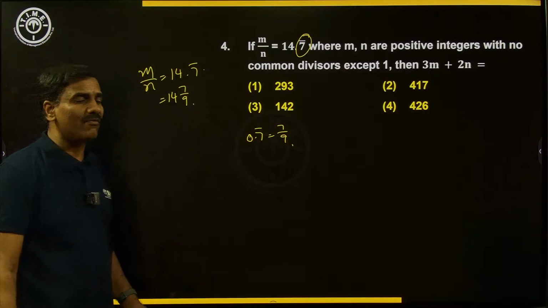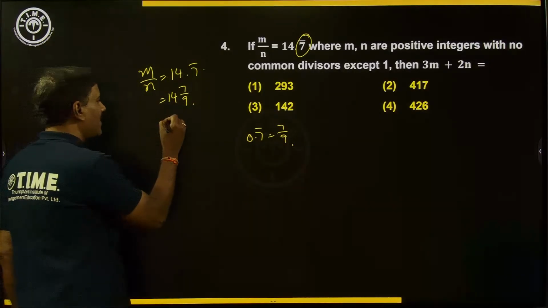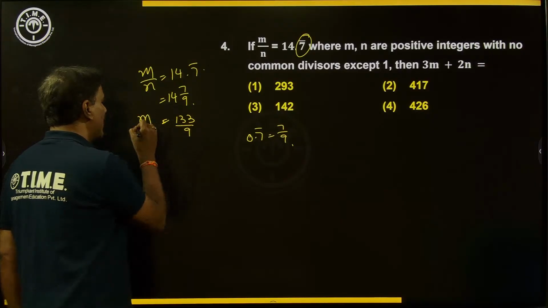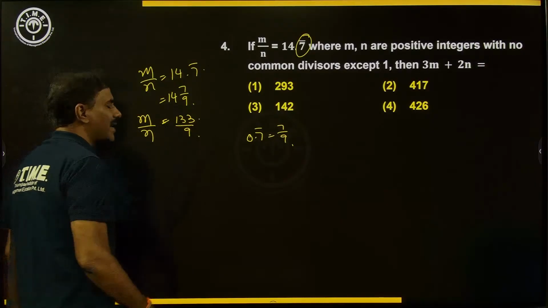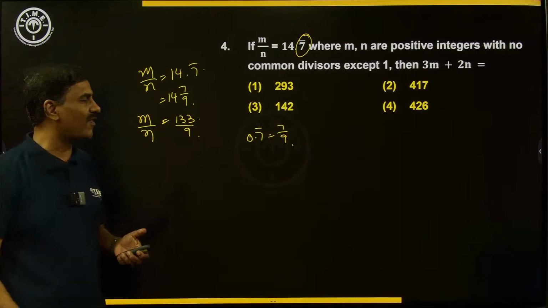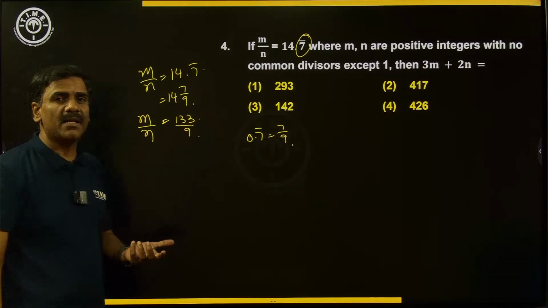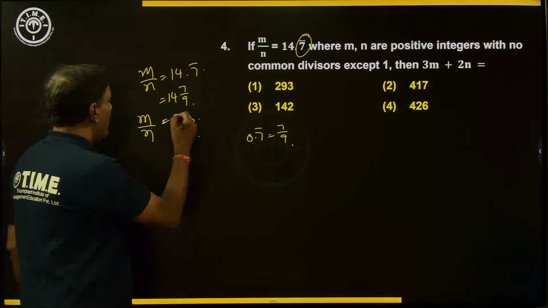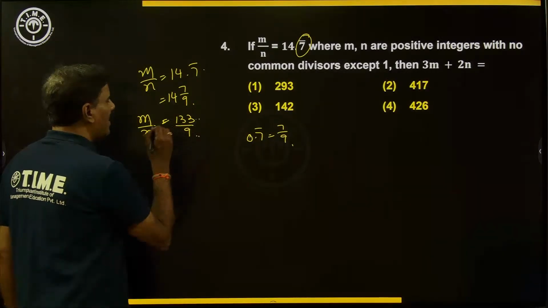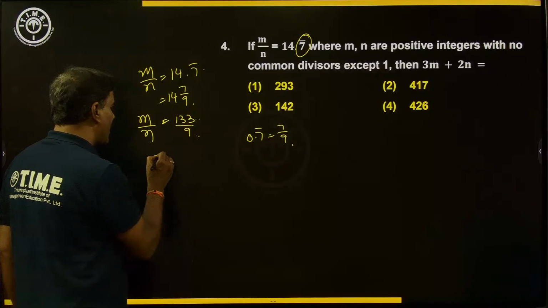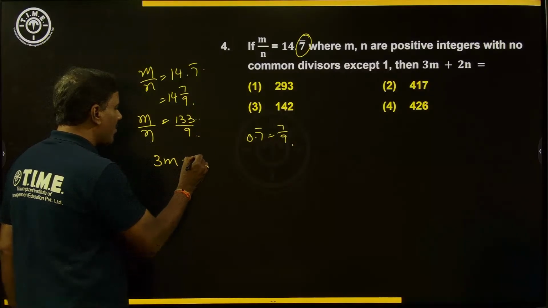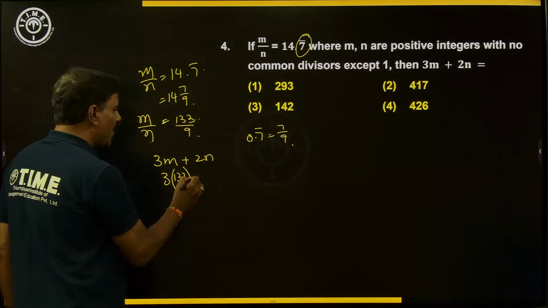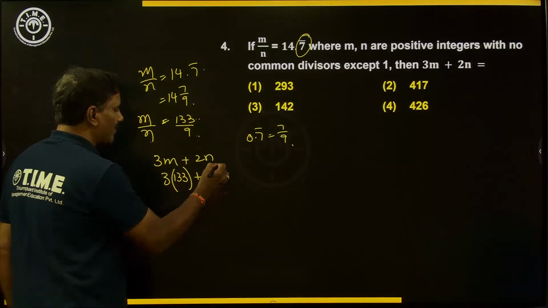14 9s is 126 plus 7, 133. So what we understand, it will be 133 by 9 is m by n, and m and n are not having any common factor. That means they should be in the simplified form. Already 133 by 9 is in the simplified form, right? So now if you are observing, m is basically 133, correspondingly n is 9. What we have to find out is 3m plus 2n. So the 3m value will be 3 into 133 plus 2n will be 2 into 9, right?